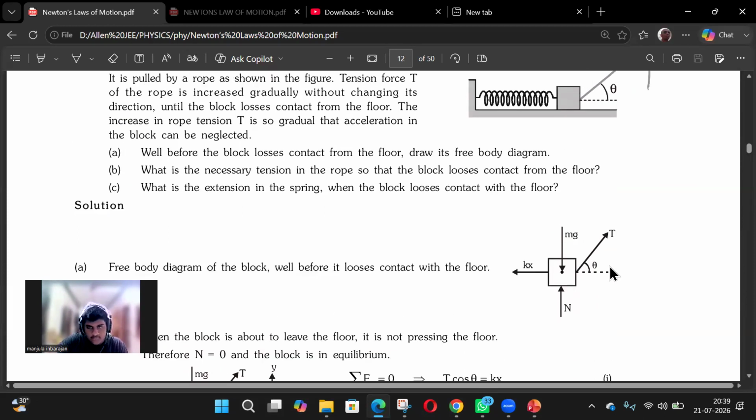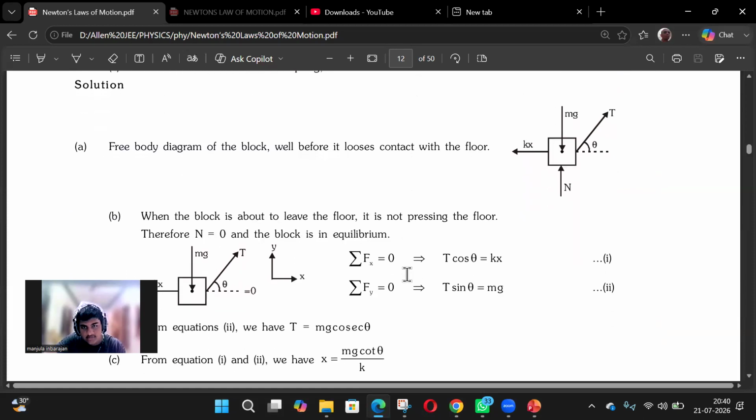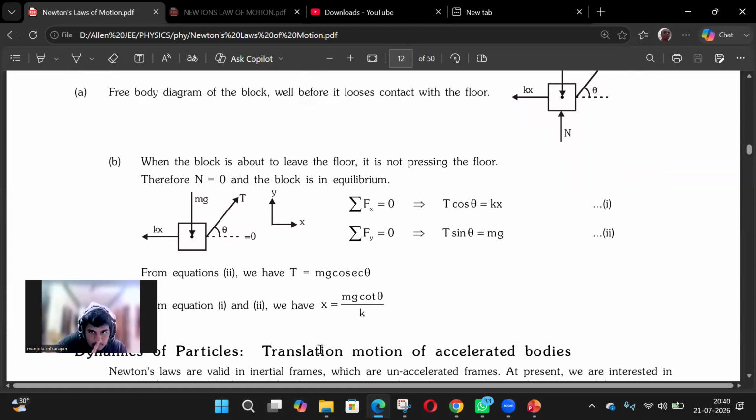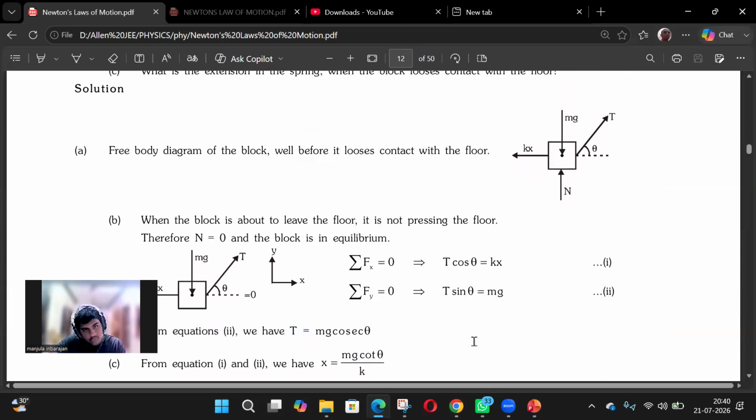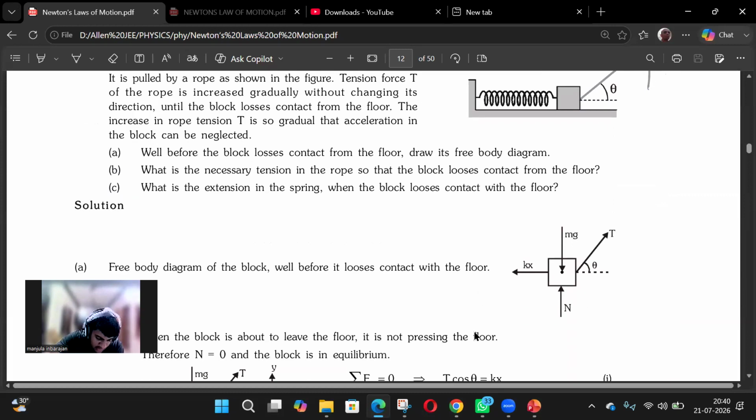So you have to find the tension in terms of other variables. Theta is given in the question, so it's not an unknown. x is an unknown. T has to be equal to N into kx. So hence we can get x is equal to mg cos theta divided by k.